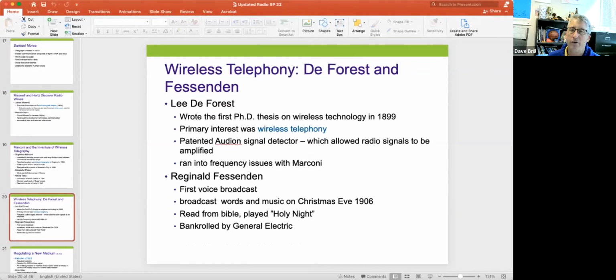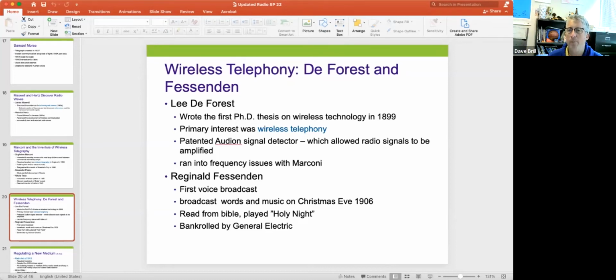All right. Also, I should say, playing in the wireless sandbox, right, is a guy named Lee DeForest, who wrote the first PhD thesis on wireless technology in 1899. You can see each of these guys were slowly building off of the work of the other. He patented what was called the Audion signal detector, which allowed radio signals to be amplified. That was a big deal because, up until this point, wireless radio signals could only have a certain amount of range. And he was one of the first that really figured out how to make it much, much broader, right?